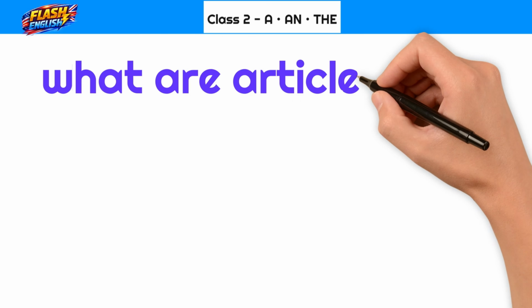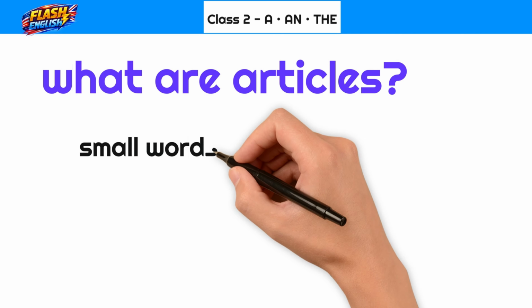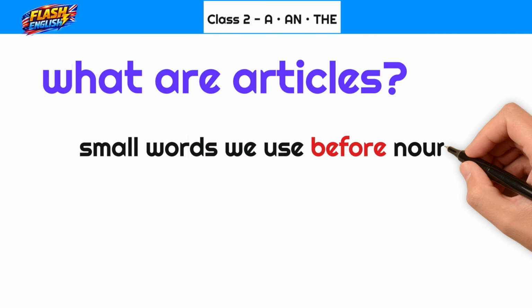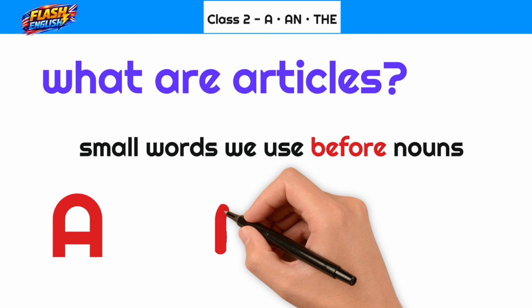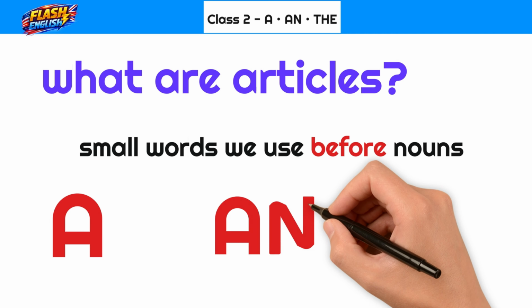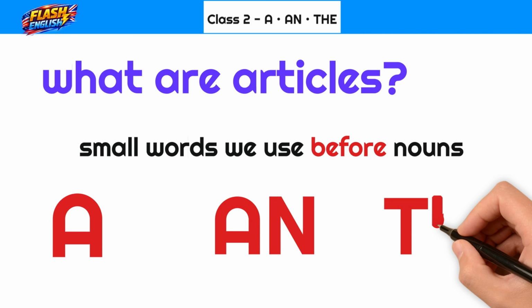First, what are articles? Articles are small words we use before nouns. In English, the three main articles are a, an, and the.